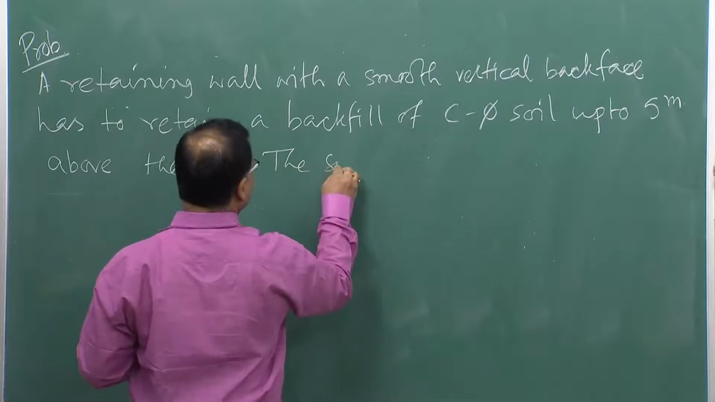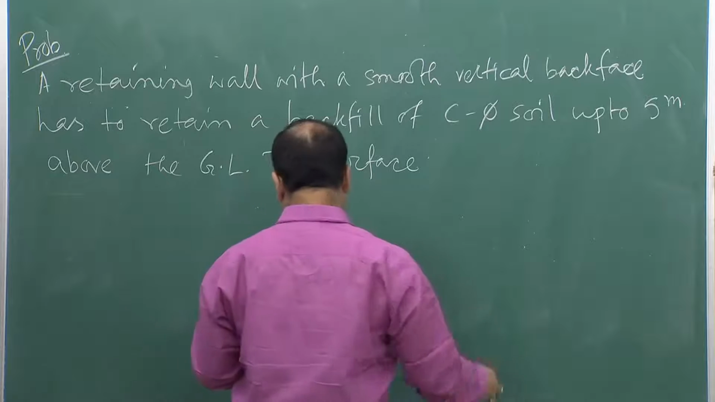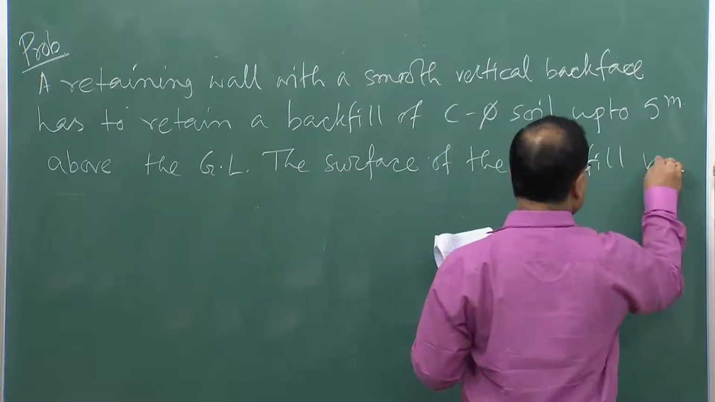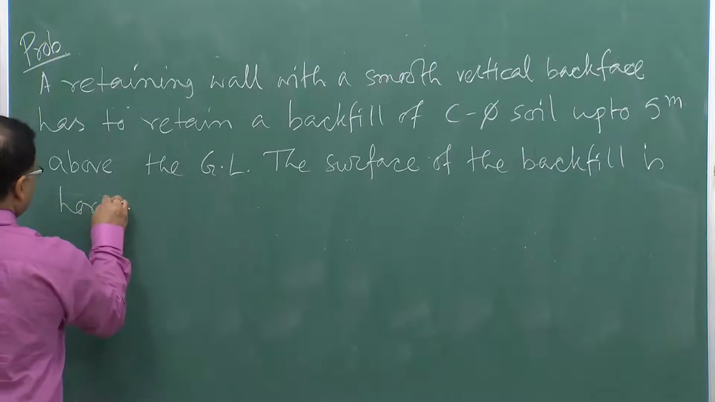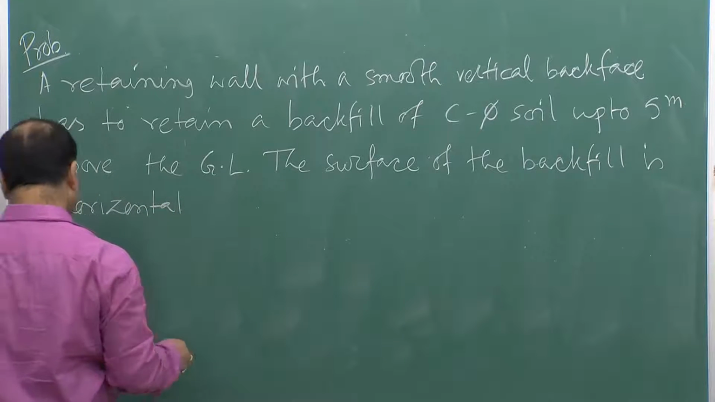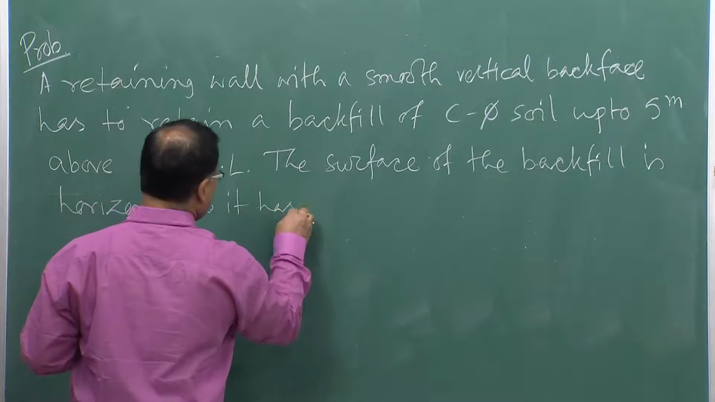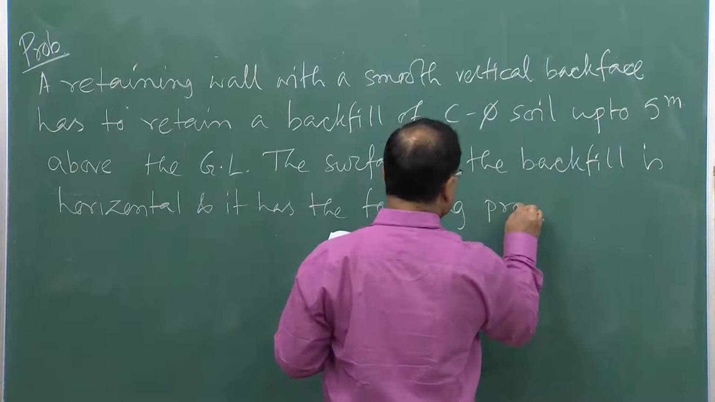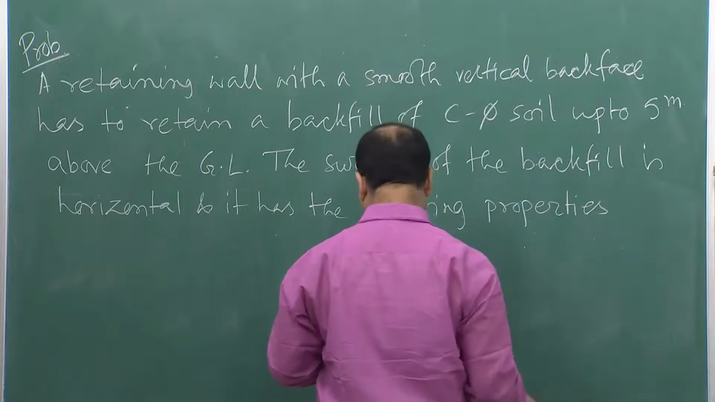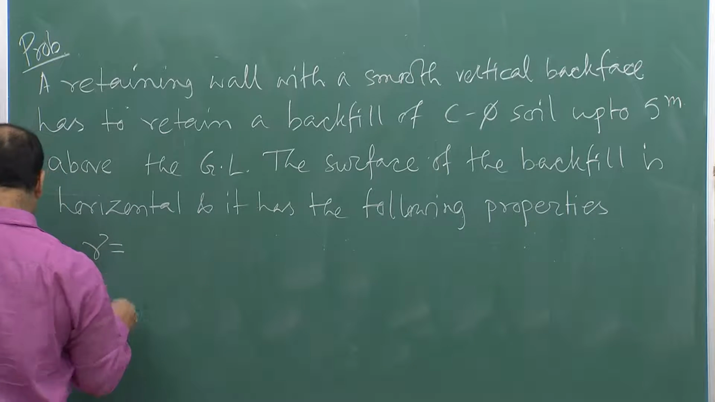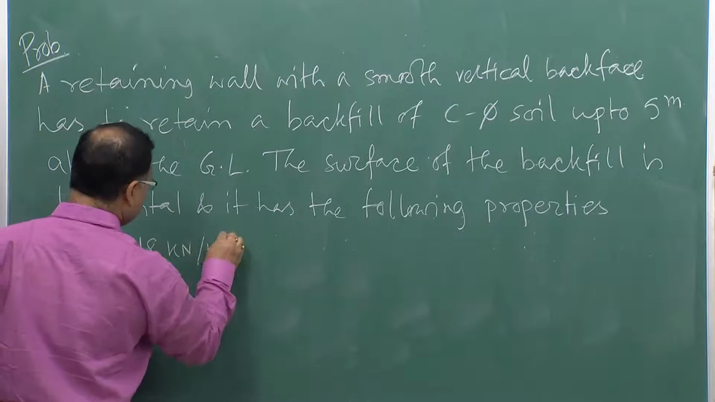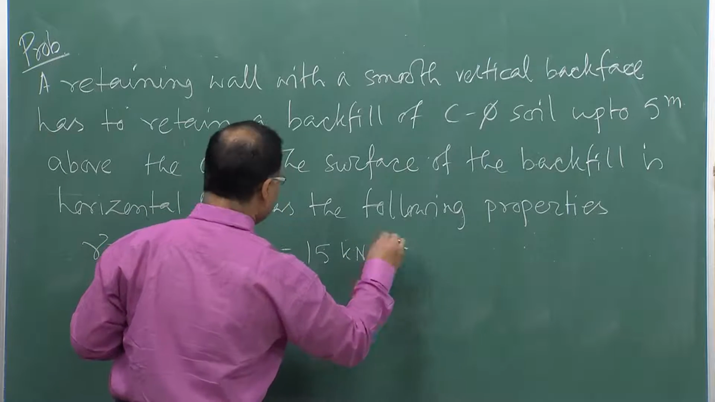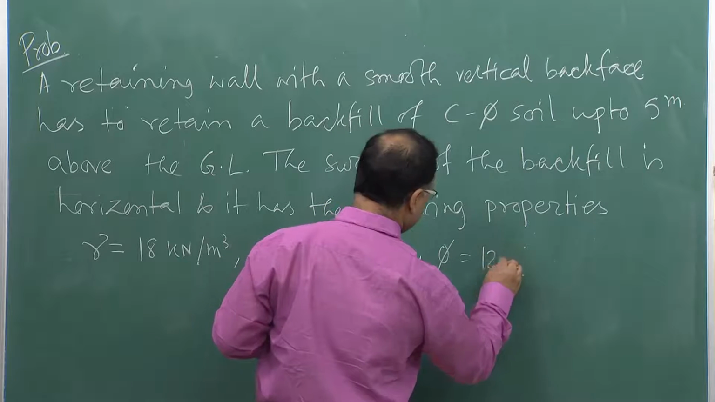The surface of the backfill is horizontal and it has the following properties: gamma equal to 18 kilonewton per meter cube, c equal to 15 kilonewton per meter square, and phi equal to 12 degree.